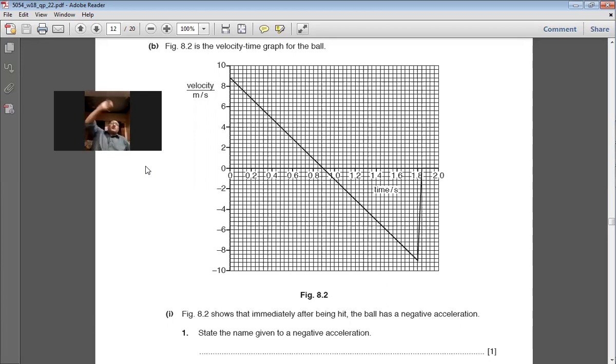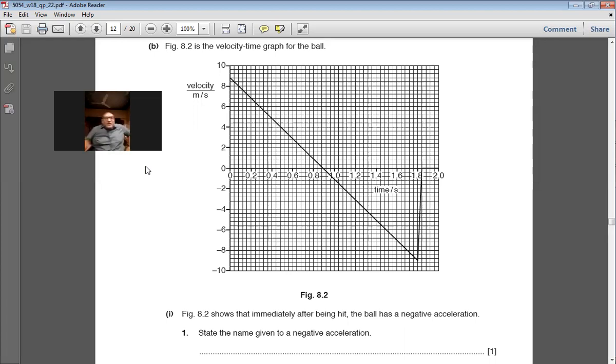Before going further, let's understand one thing. Whenever a ball is thrown upward, when it is launched, its velocity is maximum. As it goes up, its velocity gradually decreases. When it reaches the maximum height which it can attain, at that point its velocity becomes 0. And then the ball starts coming downward.